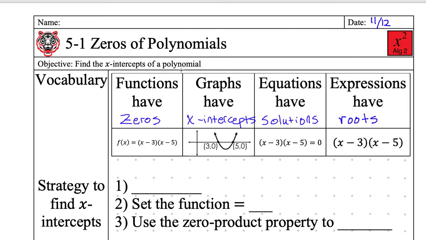Again, I said this already, but these left 2 terms you have to have down for today's lesson. Because today's lesson is talking about zeros. There's zeros. Our objective is finding x-intercepts. There's x-intercepts. Know these first 2 terms very well.